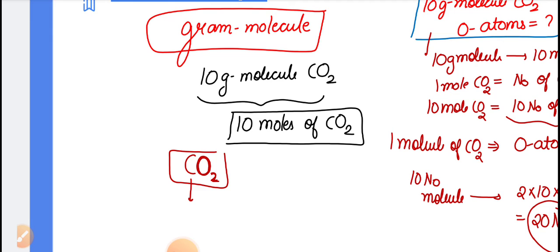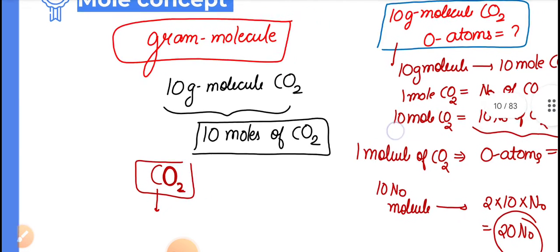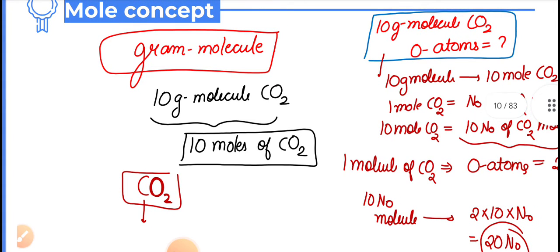For understanding better, I'll tell you an example. Suppose in a question it was asked: in 10 gram molecules of carbon dioxide, how many oxygen atoms are present? In 10 gram molecules of CO2, that means 10 moles of CO2. In 1 mole of CO2, Avogadro number of CO2 molecules will be there. So in 10 moles of CO2, 10 × Avogadro number of CO2 molecules are present, right?